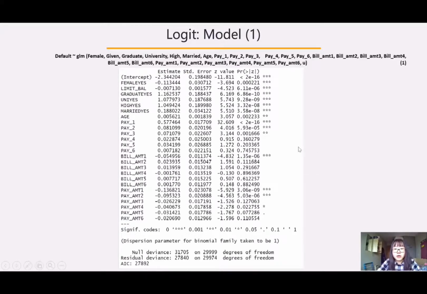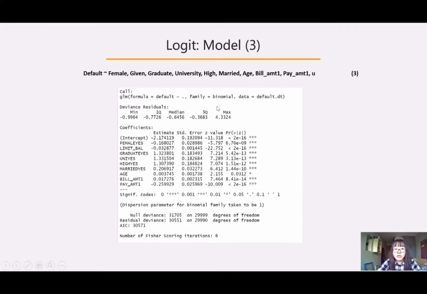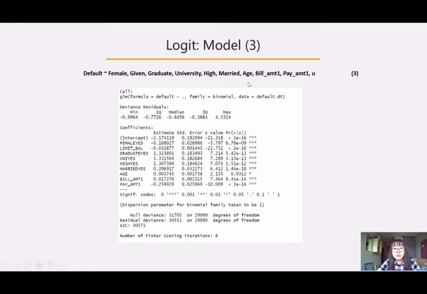And for model 2, we will exclude all insignificant variables to see the difference. Here is our model 2. As we can see, all parameters are significant, and the AIC increased a little bit. And what if we exclude some very important variables like pay 1, pay 2, and pay 3? Now we come to model 3. As we can see, AIC increased dramatically. That means this model is not a good model.